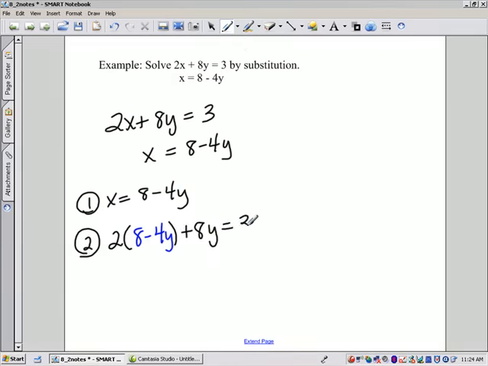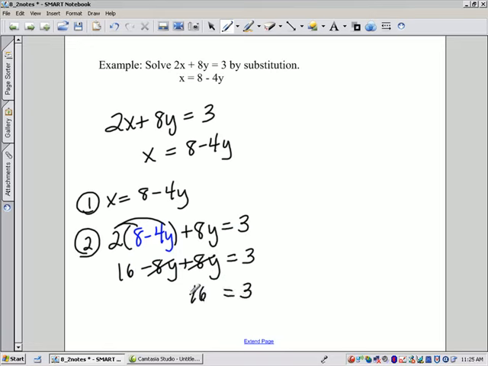And keep everything else the same. So distributing the 2 gives us 16 minus 8y plus 8y is equal to 3. And notice here this is another special case because the 8y and negative 8y eliminate each other. And so we're left with just the statement 16 is equal to 3.